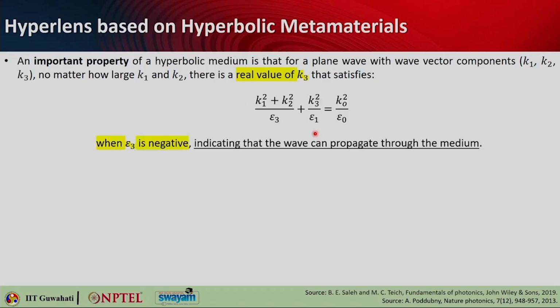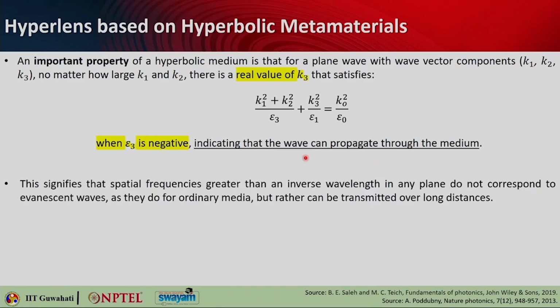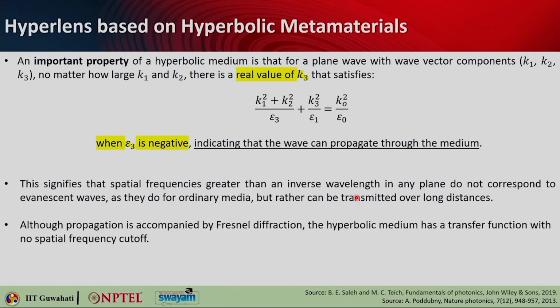Now, that tells you that when epsilon 3 is negative, the wave can actually propagate through that medium. And this signifies that the spatial frequencies greater than an inverse wavelength in any plane do not correspond to evanescent waves in such a medium. In an ordinary medium they do, but here they do not. Here they can be transmitted over long distances, and this is the beauty of this hyperbolic metamaterial.